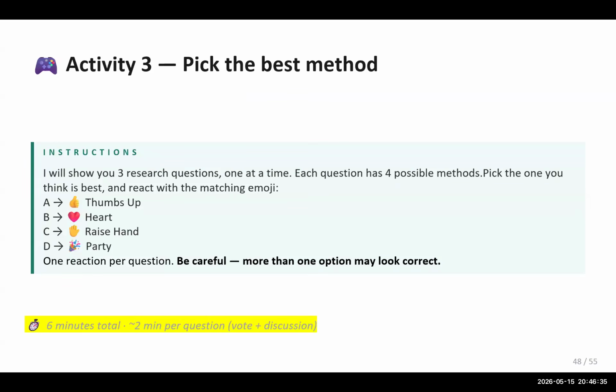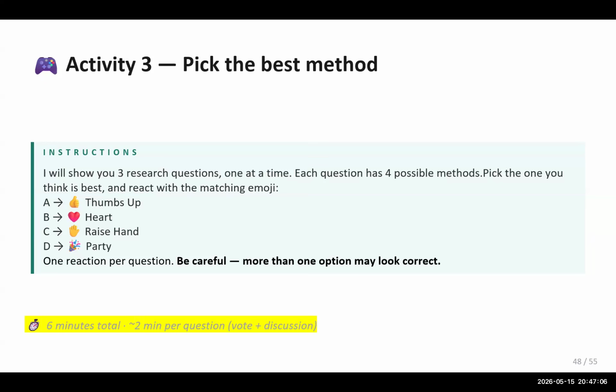So to end this lecture, let's do a final activity. We are going to use the reaction emojis from the chat. I know you like it. I will show you 3 research questions, one at a time, and each question has 4 possible methods. Method A will be a thumbs up. Answer B will be a heart.